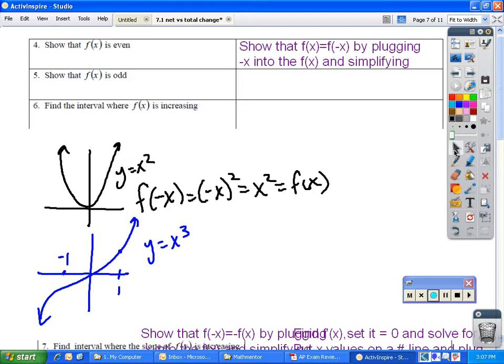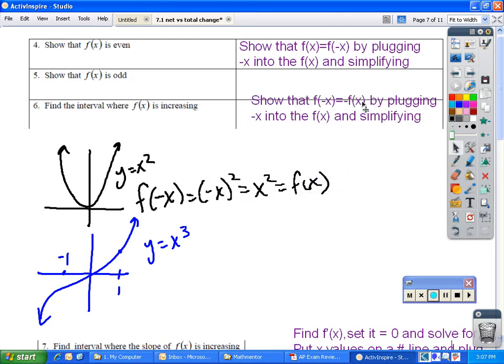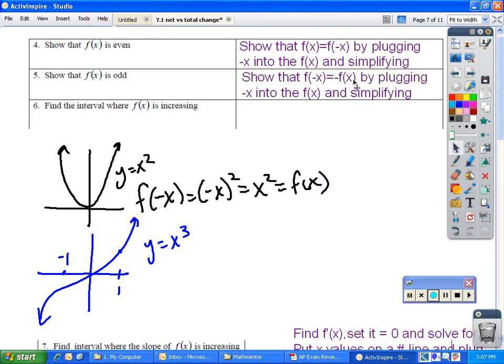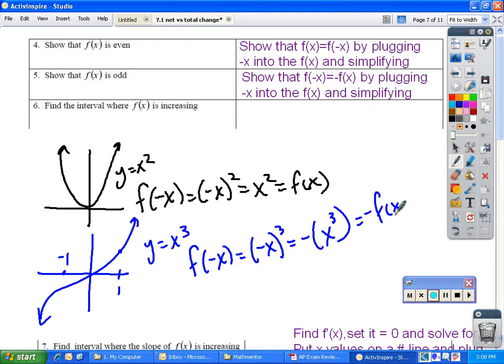So the way we do that is by showing that f of negative x is equal to the opposite of f of x by plugging negative x into the function and simplifying. Yet again, let me show you what that looks like. So if we evaluate f of negative x here, we get negative x cubed, which is the opposite of f of x.